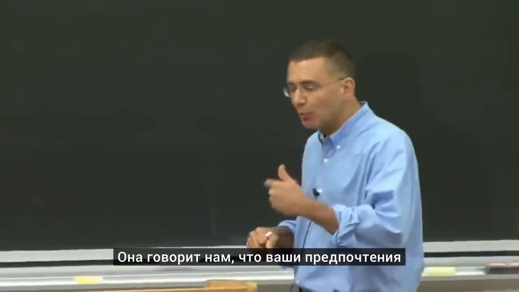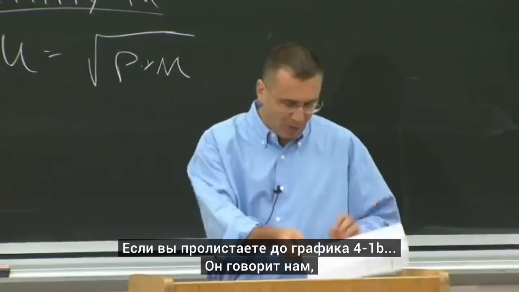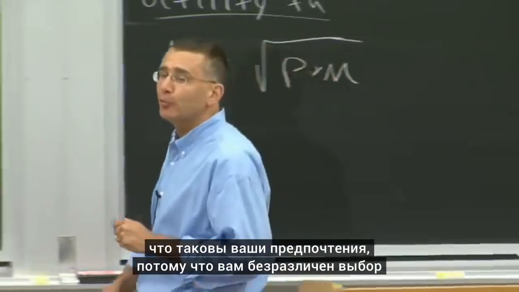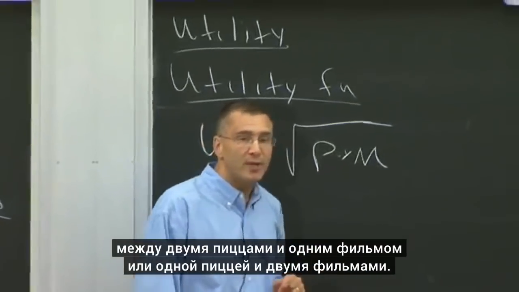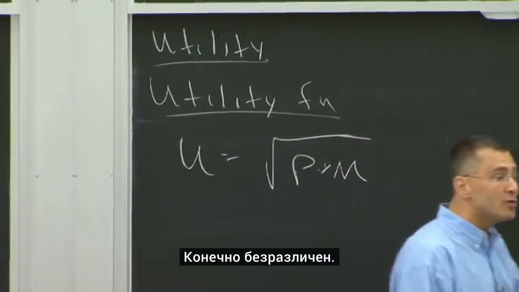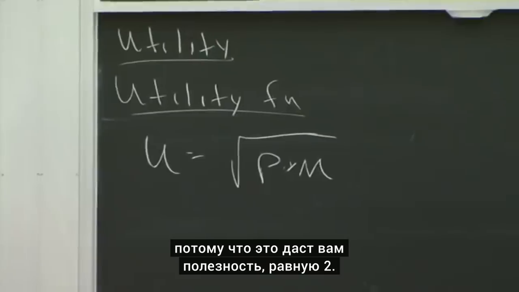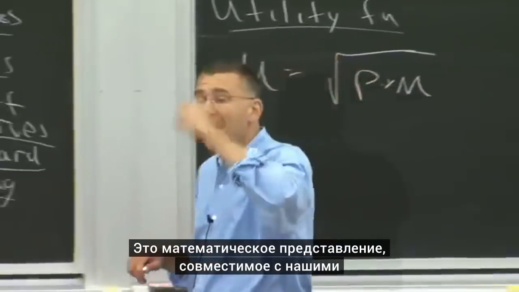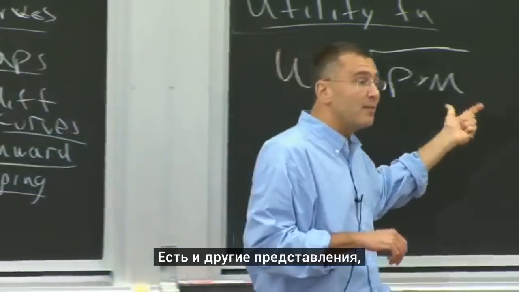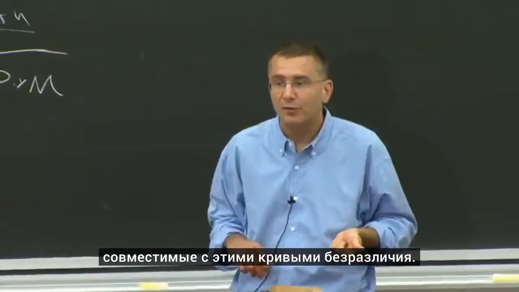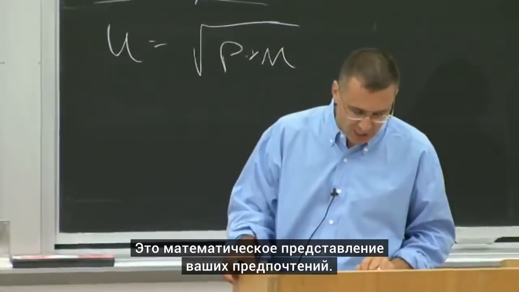What it tells us is that your preferences can be represented, if you flip back to figure 4.1b, okay, it tells us those are your preferences. Because you're indifferent between 2 pizzas and 1 movie, and 1 pizza and 2 movies. Of course you're indifferent. They both give you utility square root 2. But you prefer 2 pizzas and 2 movies because that gives you utility of 2. So this is a mathematical representation consistent with those indifference curves. Not the only one. There are other mathematical representations that could be consistent with those indifference curves. But let's posit that this is your utility function. This is the mathematical representation of your tastes.